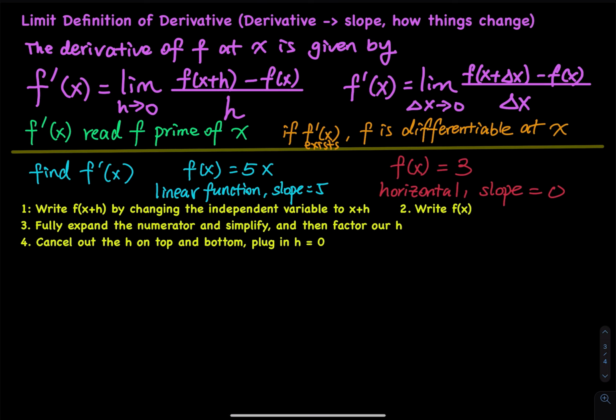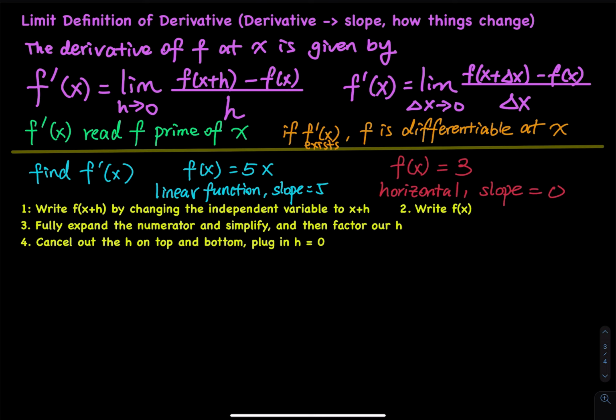The reason I mention this is because in some textbooks, instead of using h, they use delta x. Delta x means change of x. The triangle means delta. So it is the limit as delta x approaches 0 of f of x plus delta x, not h anymore, minus f of x, divided by delta x, and this symbol is called f prime of x. If f prime of x exists, then f is differentiable at x. So differentiable is another new keyword.